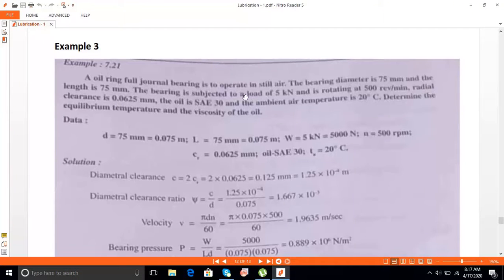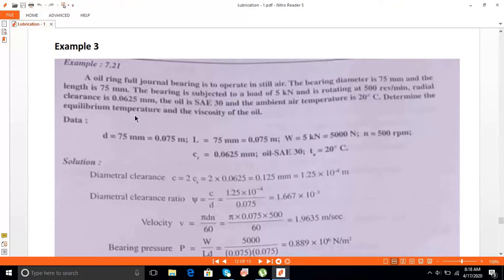If they say that it is just clearance, then it would have been the radius without any unit, because psi, it is psi. The oil is SAE 30 and the ambient temperature is given. You need to calculate or determine the equilibrium temperature and the viscosity of the particular oil. So understand this one very clearly.